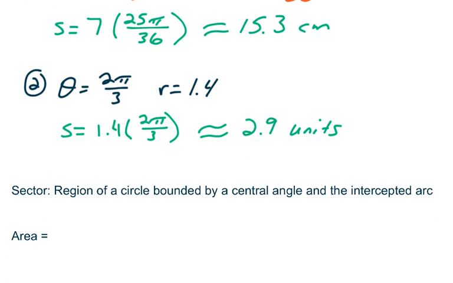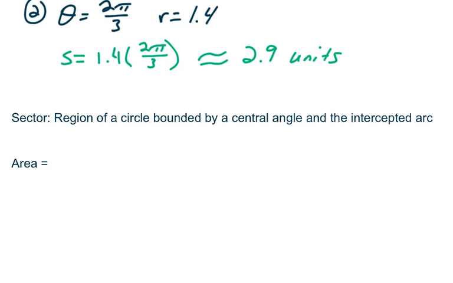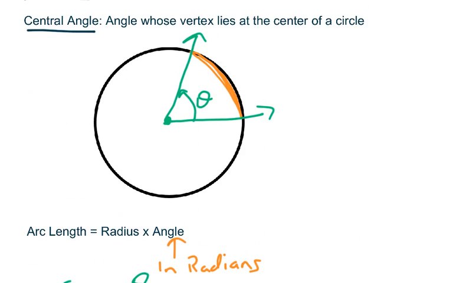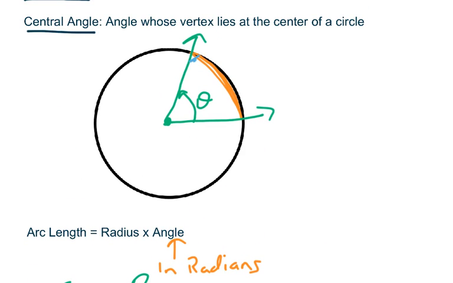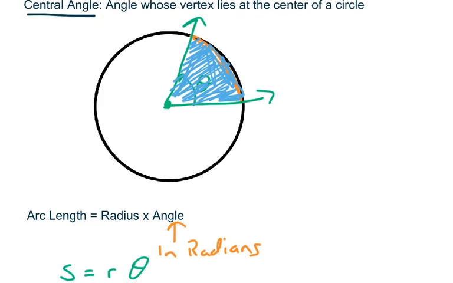The last part of this section is the idea of a sector. Okay, and sector is a vocabulary term. It's a region of a circle bounded by a central angle and the intercepted arc. So get that written down, and I'm going to scroll back up because the sector in my picture here would be this area. We're going to assume that the angle goes from the horizontal part to the other extended side. Okay, so the blue area here would be the sector of this circle.